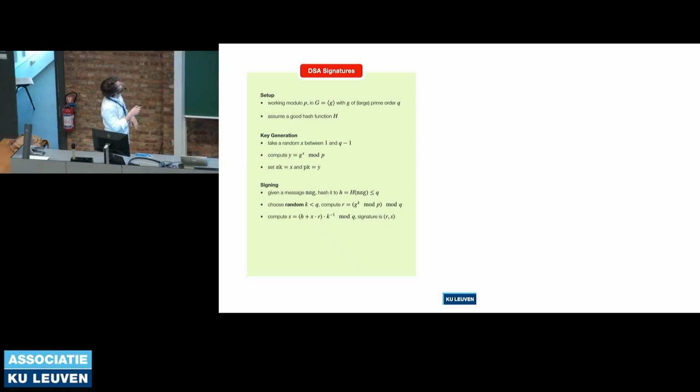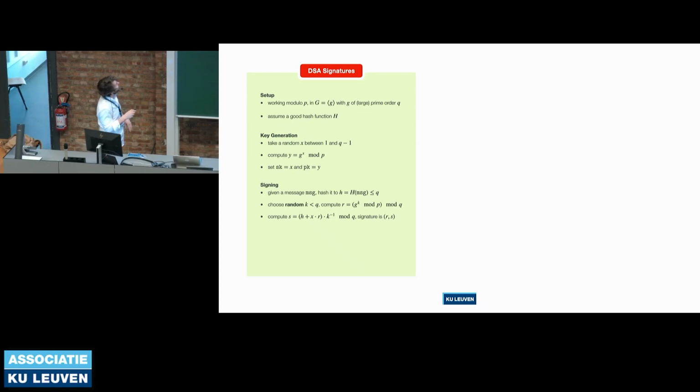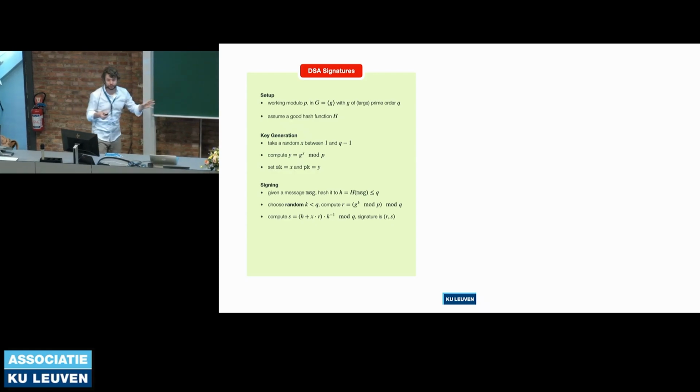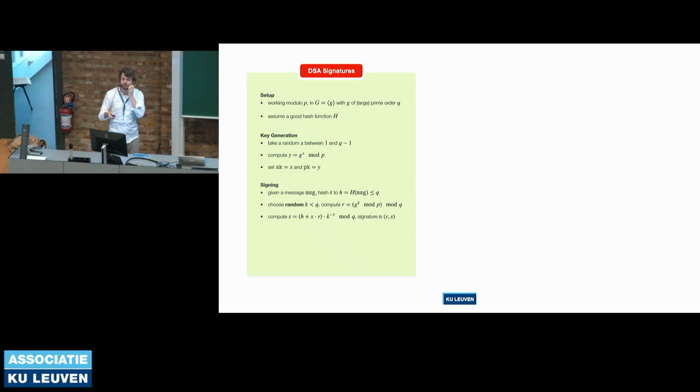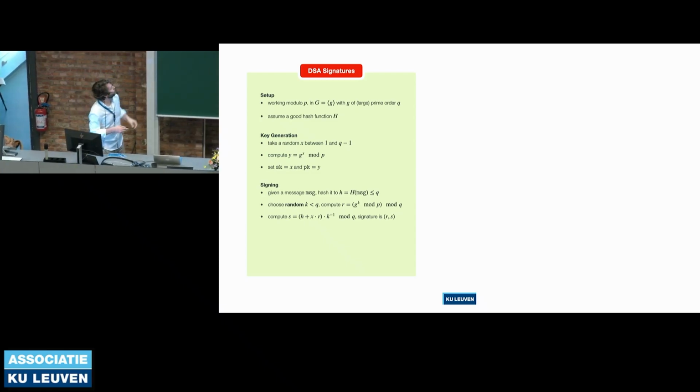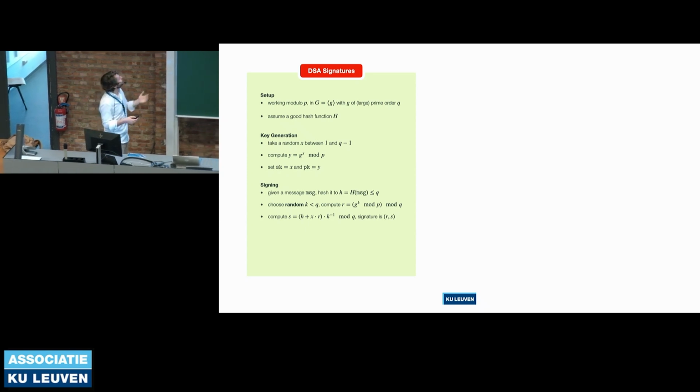Now, you compute this value S as a combination of your message hash, your secret key, and this value R, and then multiply all of that by the inverse of this K. That will be your signature, this pair R and S. If one of these is 0, you should start over again, but that's sort of a small technical detail that is not very important to understand what's going on.